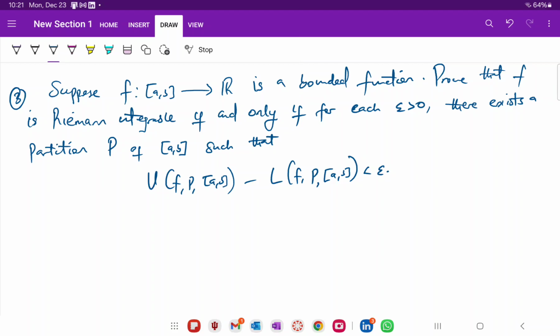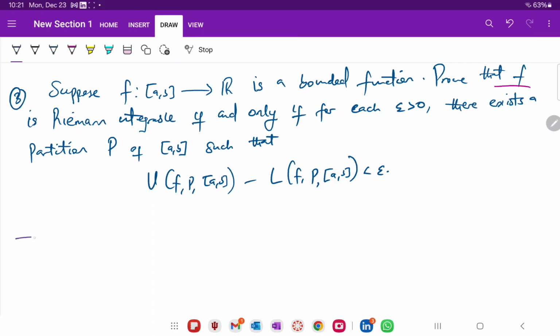So let's first of all prove the forward direction, because of the words if and only if. So we have to prove two things. We have to prove that if f is Riemann integrable, then this holds, and we also have to prove conversely that if this holds, then f is Riemann integrable.